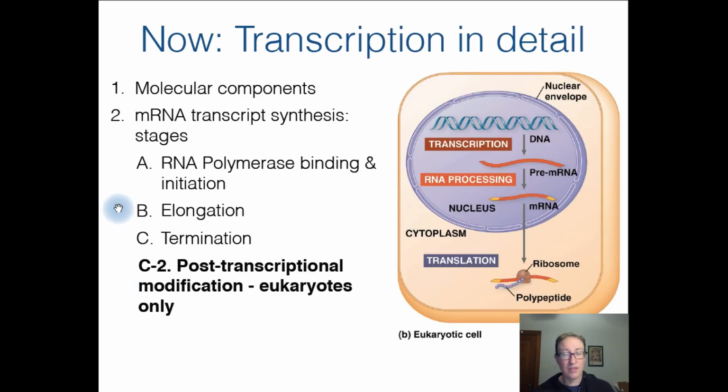Okay, so that actually takes us through the process of transcription. So we have binding and initiation with the promoter region, and in eukaryotes with the transcription factors. We have the process of elongation in a 5' to 3' direction along the template strand, and then termination, either reaching the termination sequence or the polyadenylation sequence, and then ending transcription.